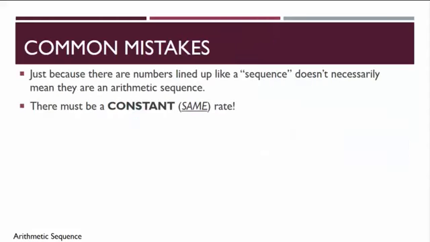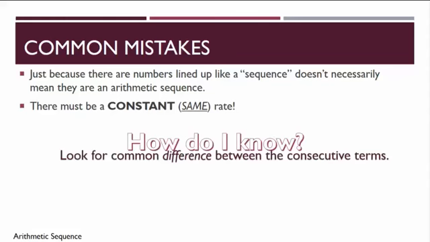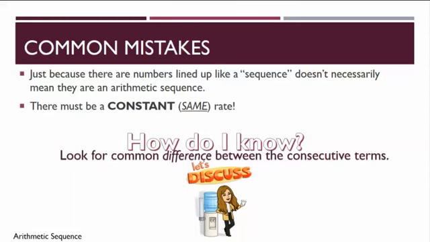Common mistakes. This is something you need to look for. Just because there are numbers lined up like a sequence doesn't necessarily mean they're an arithmetic sequence. The common difference must be constant, meaning it has to be the same for every single term. It can't have a plus 2 and a plus 4 and you think that's constant because it's by 2. No, it has to be the exact same number. So how do I know? Look for the common difference between the consecutive terms.